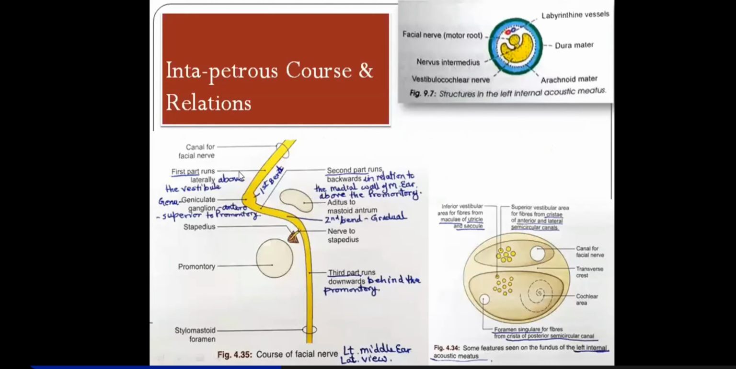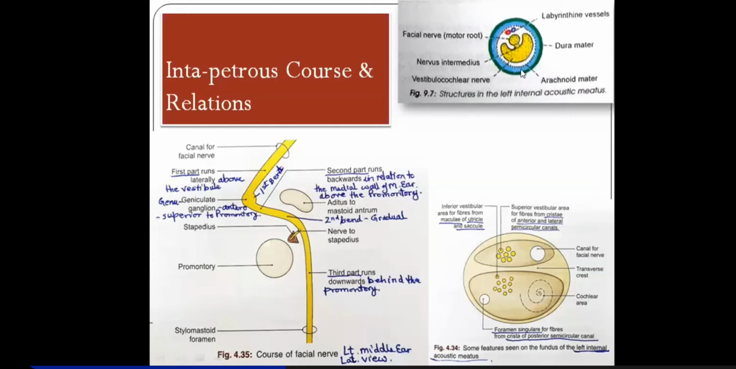Okay. Now, intracranial course we've done. When this nerve enters into the internal acoustic meatus, this course will be called intrapetrous course. Intrapetrous means within the petrous temporal bone, and in this portion of the bone you have the bony portion of the external ear, then completely the middle ear and internal ear. This internal auditory canal will be somewhat related to the internal ear as well as the middle ear.